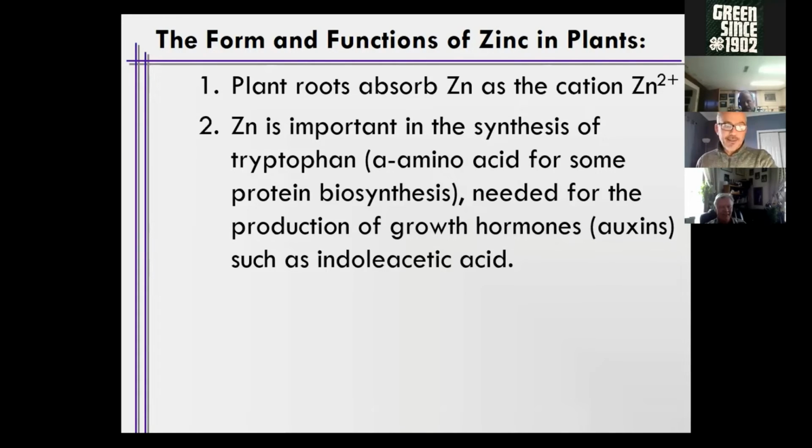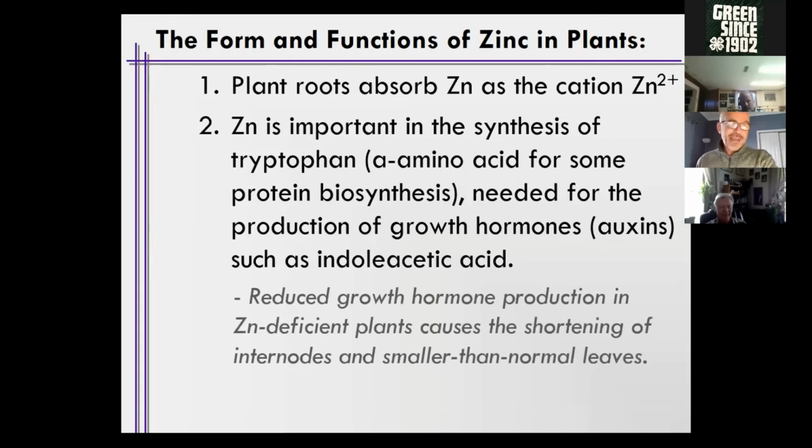Why do I tell you that? Well, that is important for diagnosing deficiencies. Reduced growth hormone production in zinc deficient plants causes the shortening of internodes and smaller than normal leaves. And so when you see zinc deficiencies, especially in corn, I'm going to show you a picture here in a second.